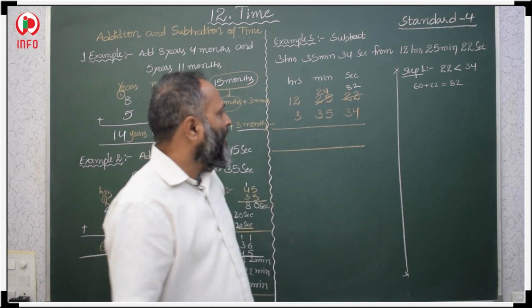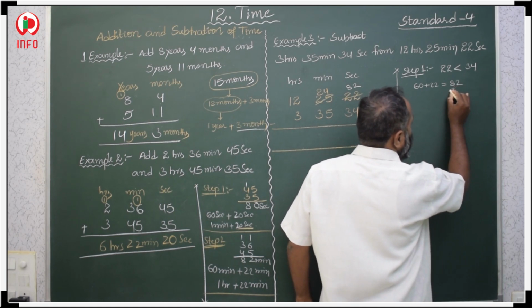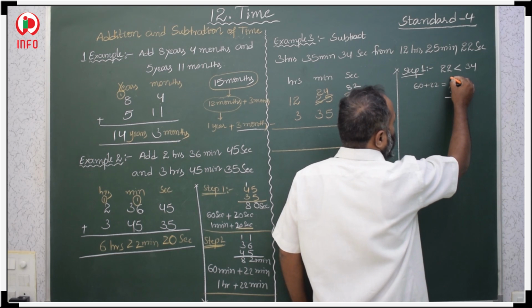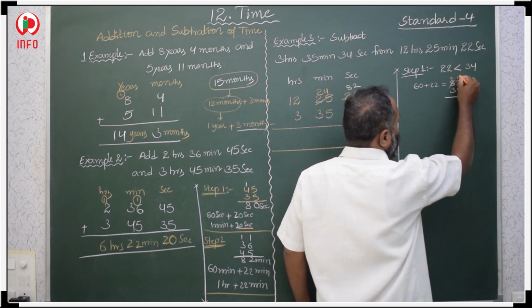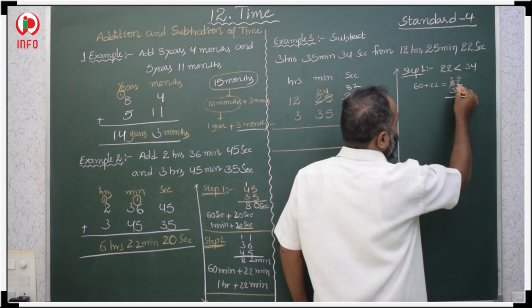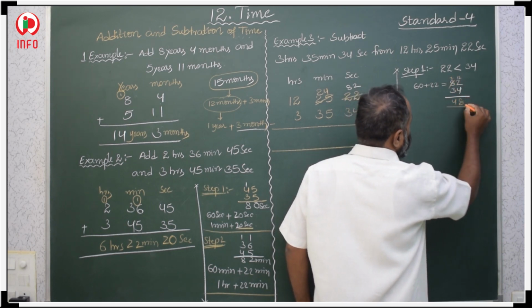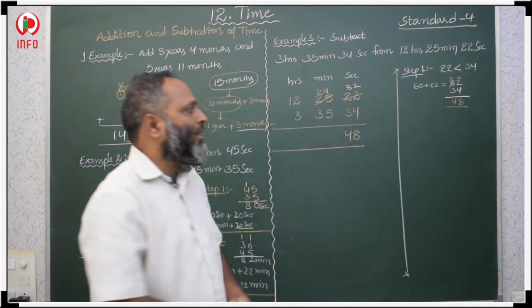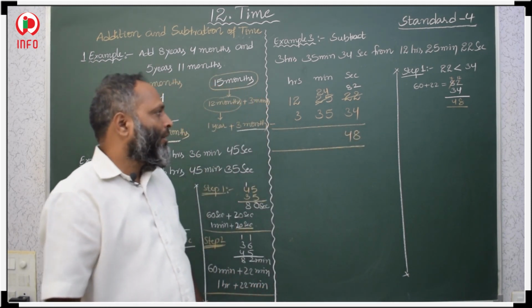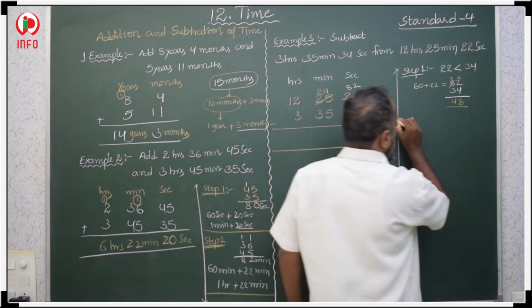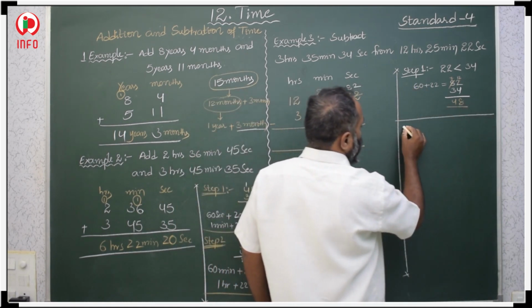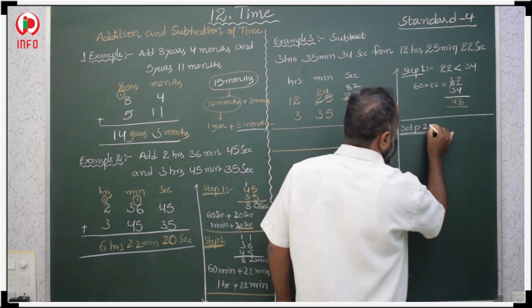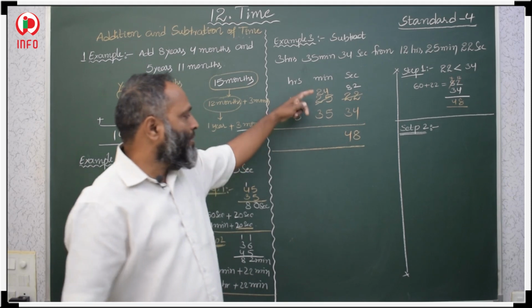Now you subtract seconds. 82 minus 34. Then how to subtract? 2 minus 4, borrow from here. Here you will get 7 and 12. 12 minus 4 is 8. Then 7 minus 3 is 4. 48 is the answer. This is the subtraction of our seconds.